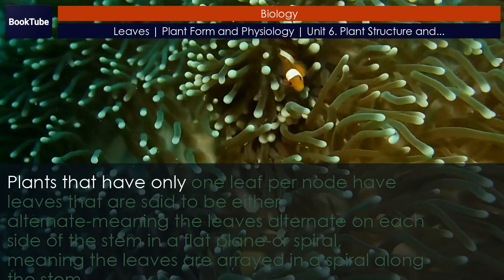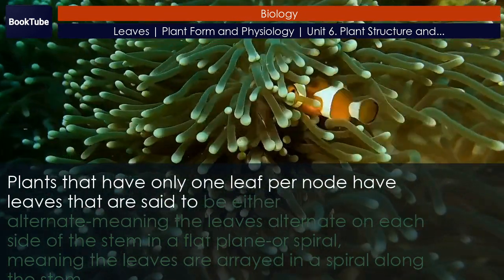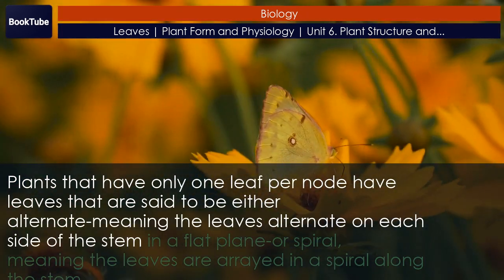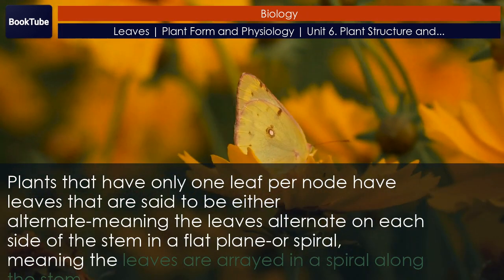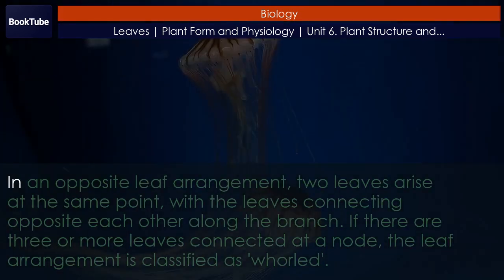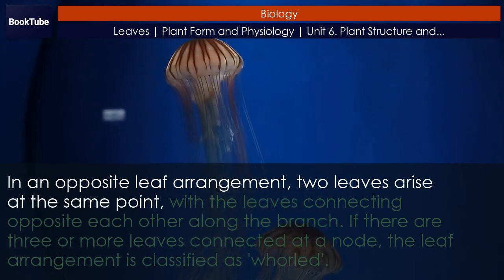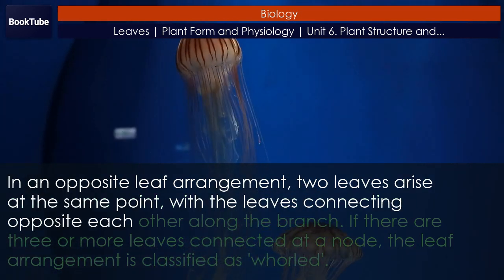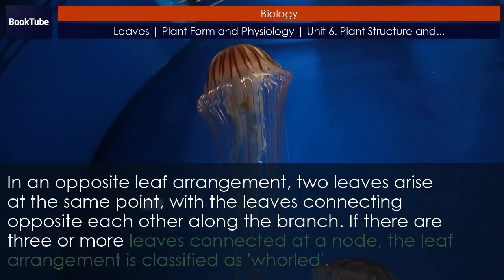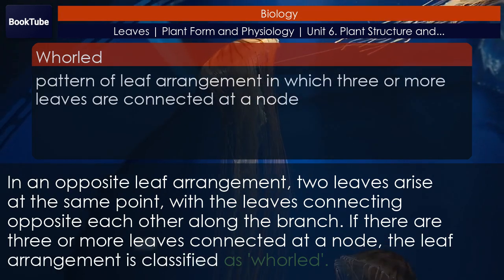Plants that have only one leaf per node have leaves that are said to be either alternate, meaning the leaves alternate on each side of the stem in a flat plane, or spiral, meaning the leaves are arrayed in a spiral along the stem. In an opposite leaf arrangement, two leaves arise at the same point, with the leaves connecting opposite each other along the branch. If there are three or more leaves connected at a node, the leaf arrangement is classified as whorled.